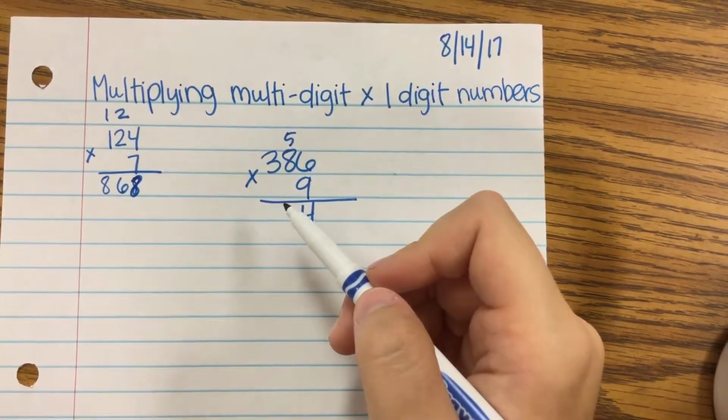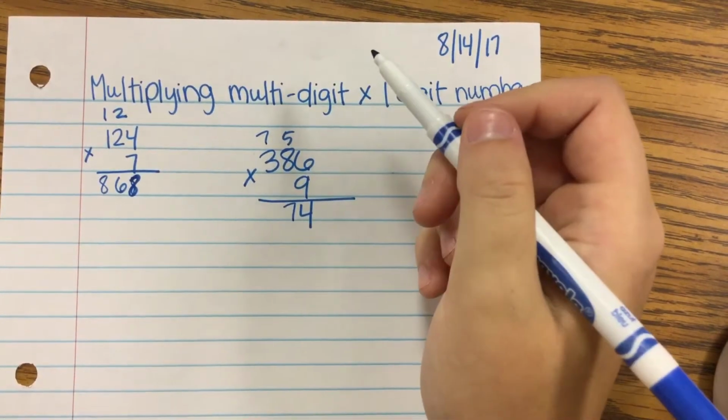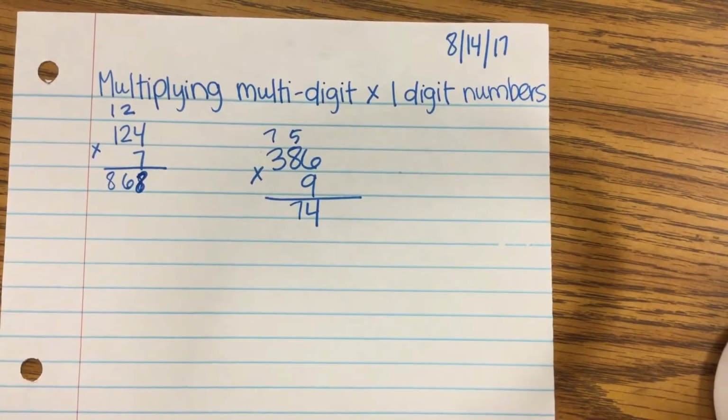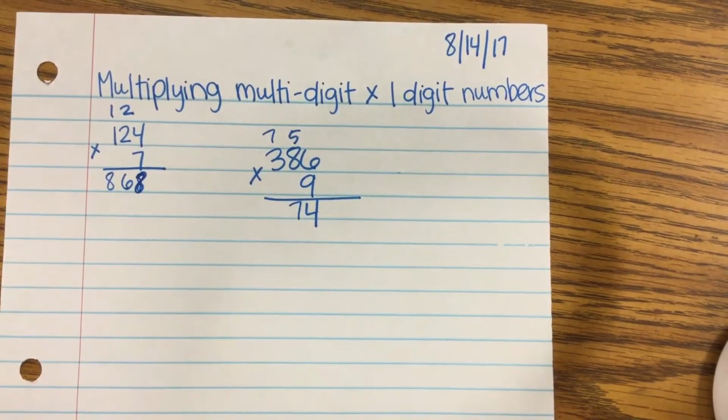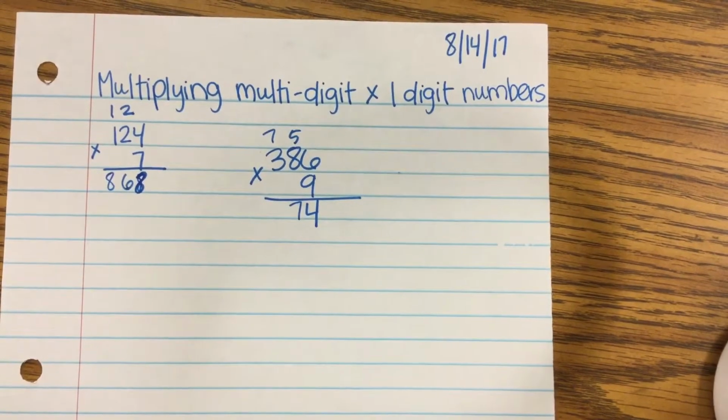No. What do I have to do with my tens place? And then what? 9 times 3. What is 9 times 3? Are you sure? Are you positive? It's 27. I know it's 27, but you have to add the 7 with it. What's 9 times 3? 27. What do I have to do with that 27? Add 7. What's 27 plus 7? 34.